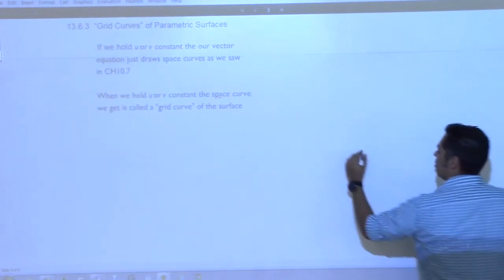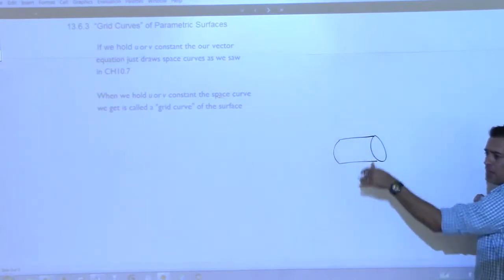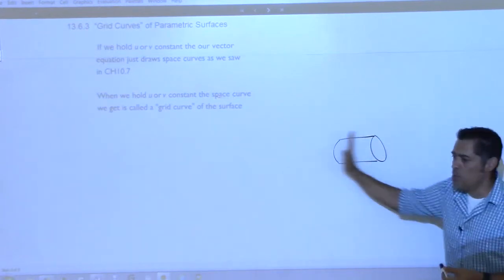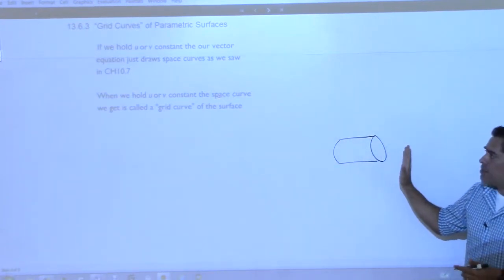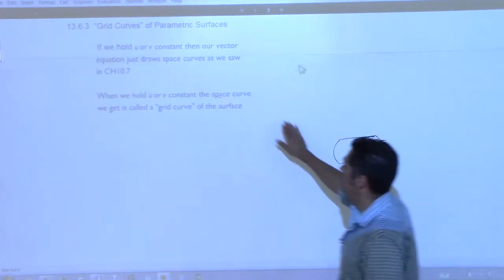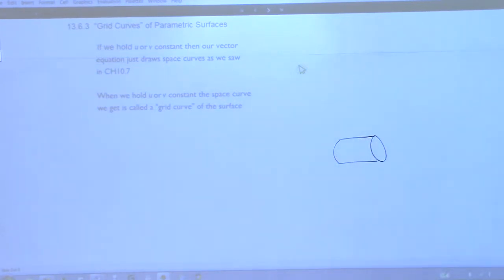So like if we wanted to draw a cylinder, the outside of the cylinder, then we know we would need cosine and sine to draw circles, and we just need to move the circles back and forth, right? Okay, so this idea of grid curves says if we hold u or v constant, then our vector equation just draws space curves, just like we had in chapter 10, section 7. All right? Those curves are called grid curves.